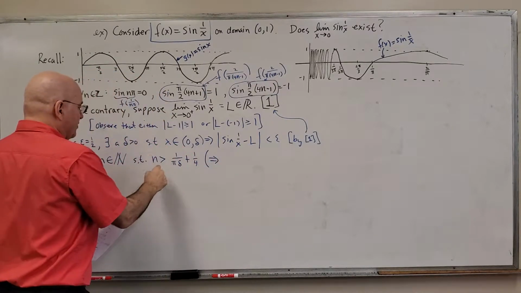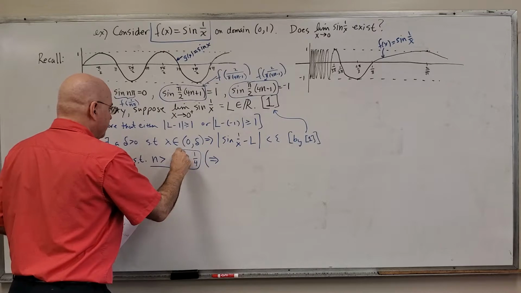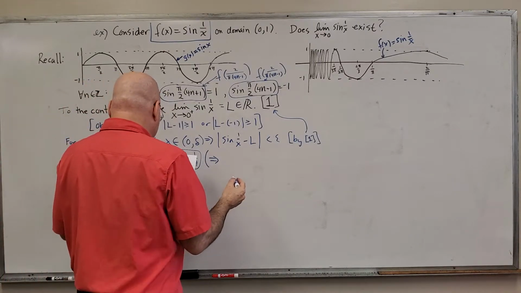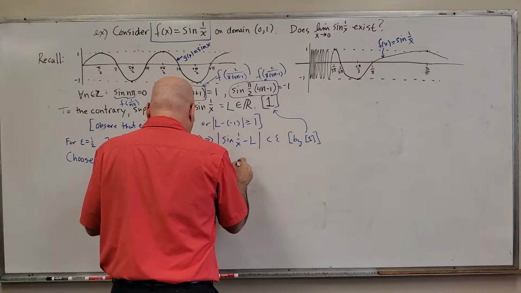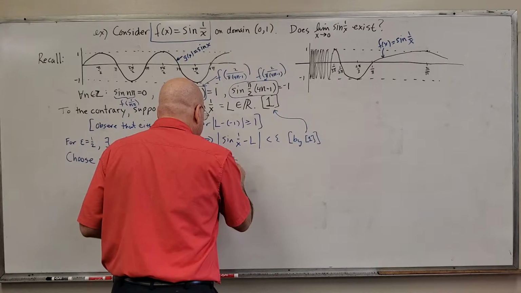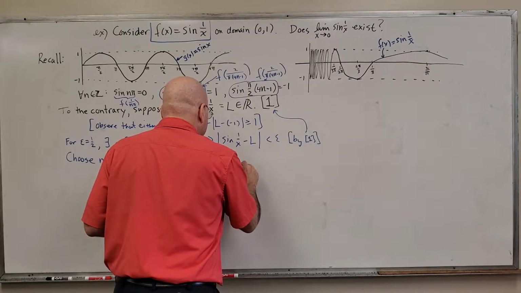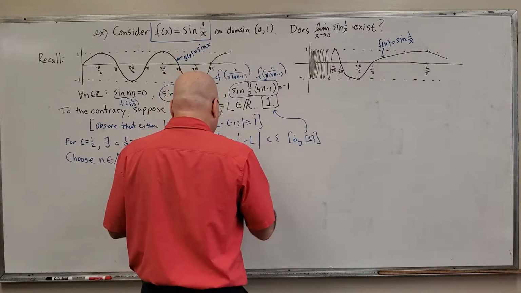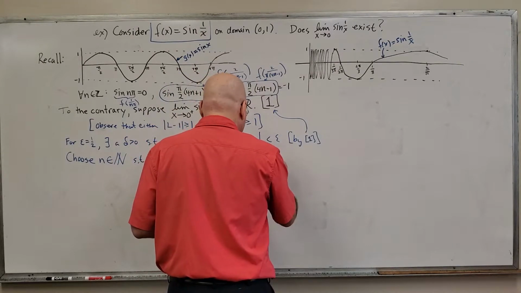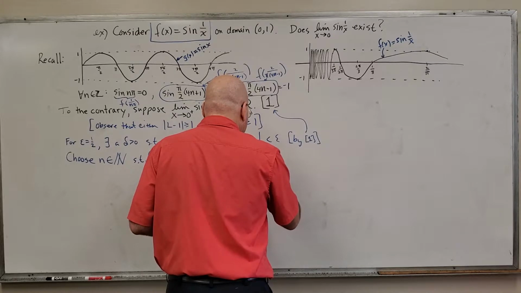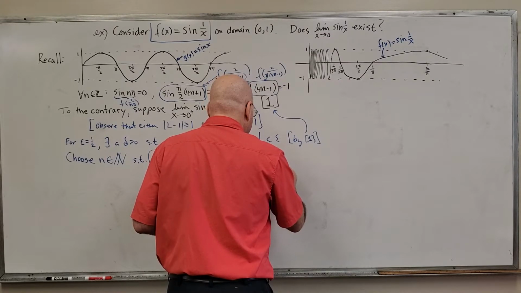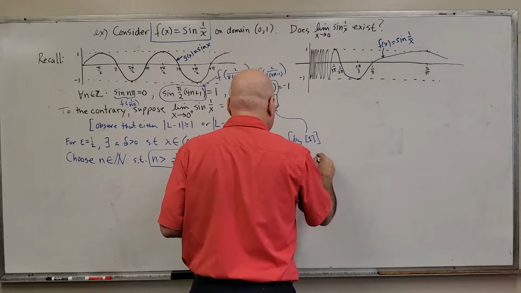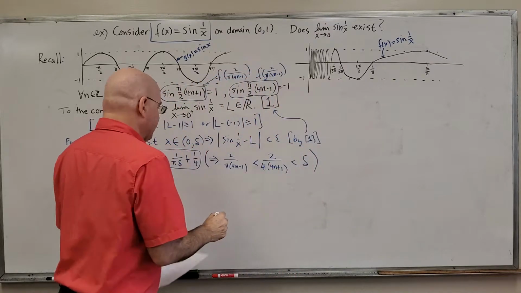you could do some algebra with this statement to convince yourselves that you would get 2 over pi 4n minus 1 less than 2 over 4 plus 1 less than 8. This is what I care about.